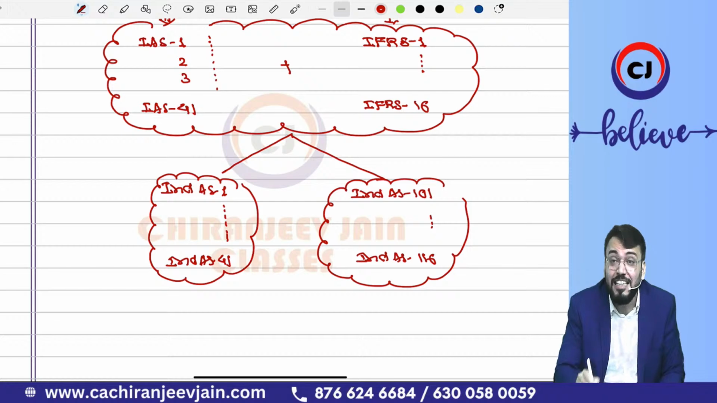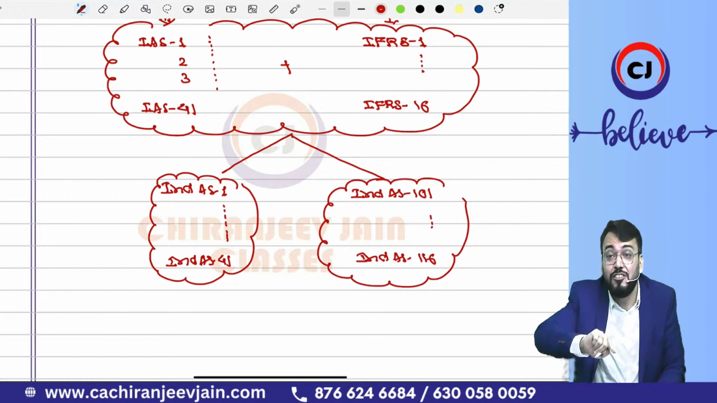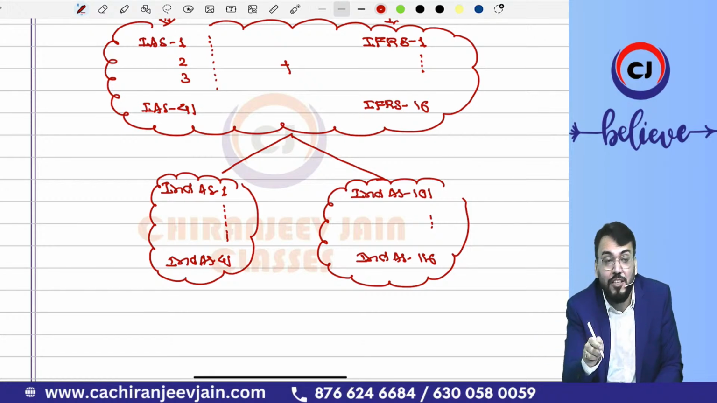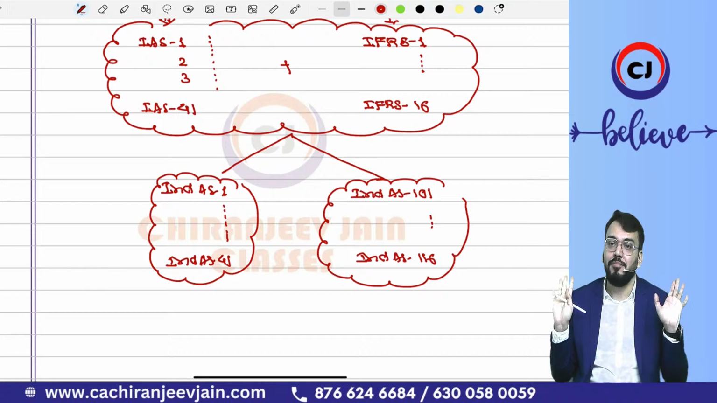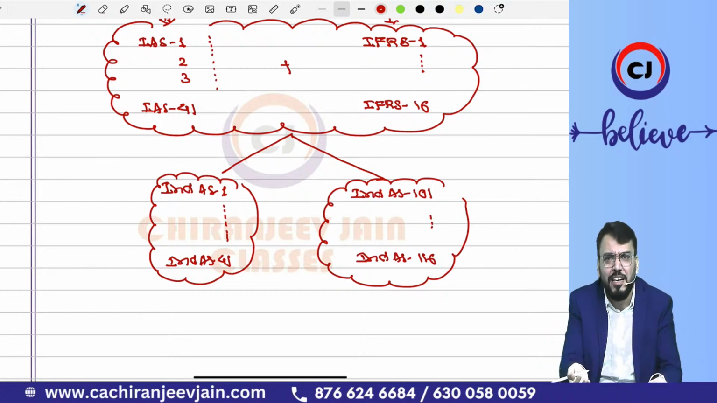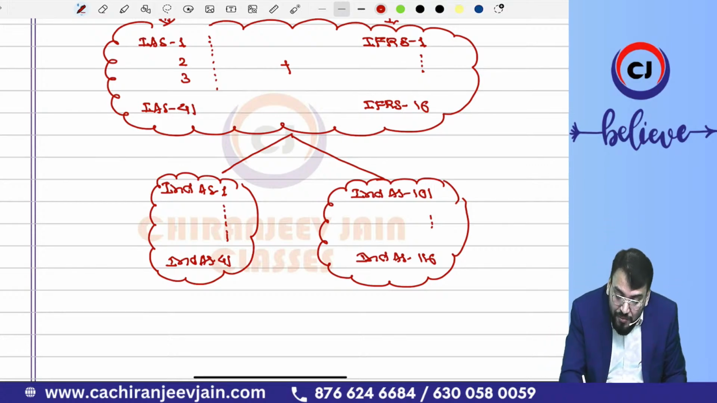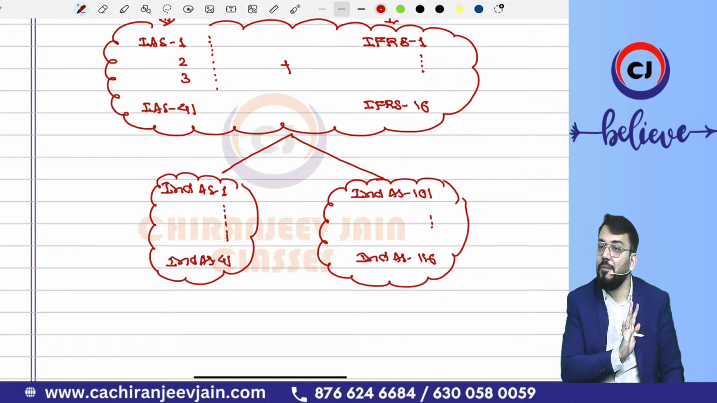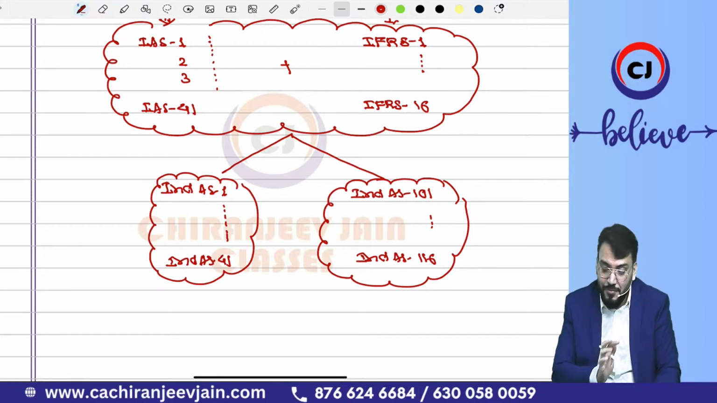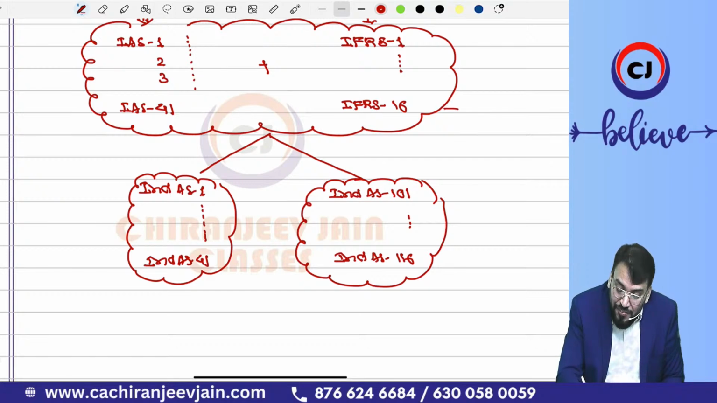So whenever I say Ind AS 101, it means IS or IFRS? IFRS. Whenever I say Ind AS 40, then it is IS 40. So that will be automatically understood. So now our numbering will be in this way. Correct. Now about the differences.